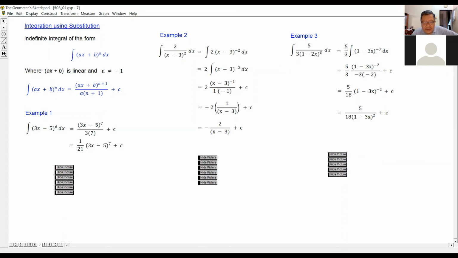Okay, right. Any question? No, teacher. No, I want to change this. I want to change this to negative 3. Okay, negative 3.